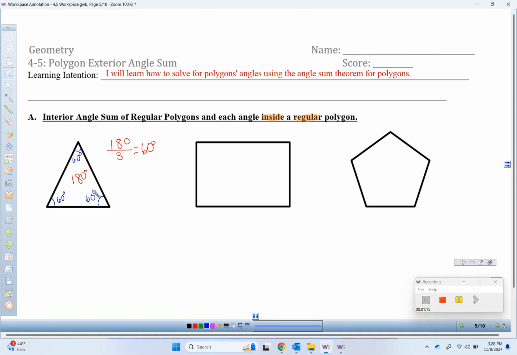All right, so next one is a quadrilateral, and we know that the interior angle sum for this is 360 degrees. So same thing, if it is regular, meaning all sides and all angles are equal, we can take it divided by the number of sides it has, or number of angles, however you want to say it, and you would find that each interior angle is going to be 90 degrees.